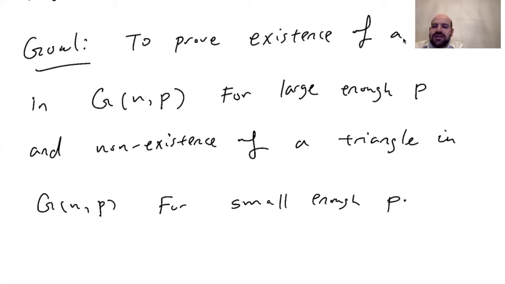In particular, we will see that the explicit expression will be 1 over n. So if p is in the order of 1 over n or smaller, then not enough edges would appear and a triangle would not exist, almost surely, as we will see. But if p is bigger than the order of 1 over n, then edges would appear enough that we can say a triangle exists almost surely. So this is what we want to do today.